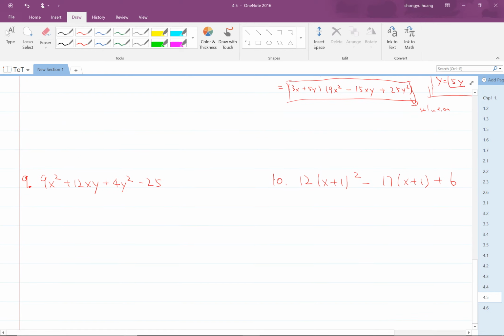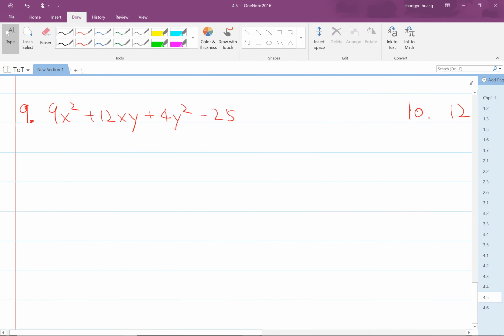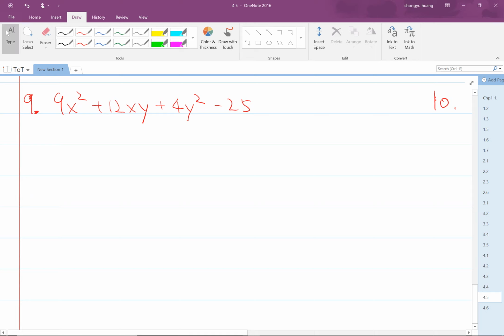So now let's do question 9. As I mentioned before, the major strategy is to first ask: can you factor out before using any property or method? The answer is no over here, because you can see we have 9x squared, 12xy, 4y squared, and negative 25. There's nothing in common among those 4 terms, so we don't have a greatest common factor over here.